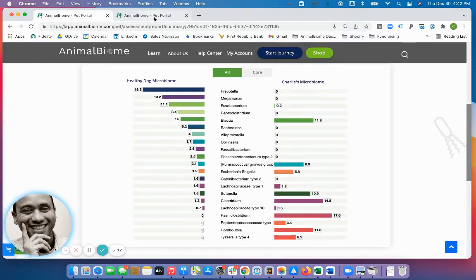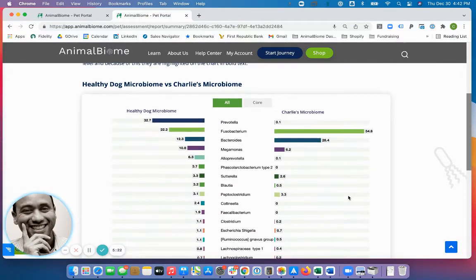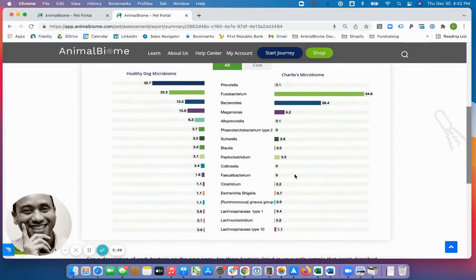When we look at his last microbiome test from about 7 or 8 months ago, we see that Charlie's microbiome is a little out of balance. He has lots of Fusobacterium, but no E. coli, Escherichia or E. coli.